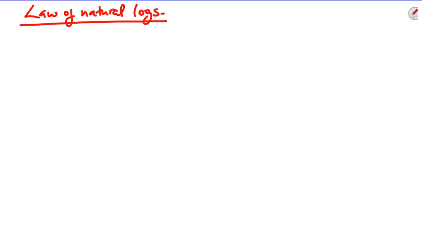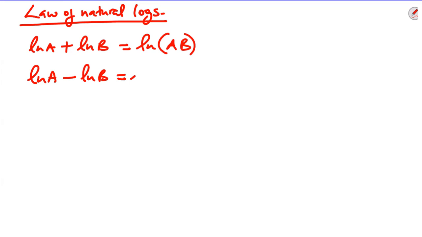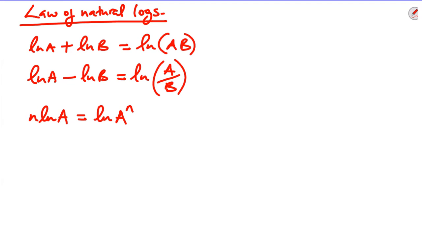I'm now going to look at laws of natural logarithms. These are similar to laws of logarithms. So if I have ln a plus ln b is equal to ln of a multiplied by b, ln a minus ln b is equal to ln of a over b. And then here's the power rule. n ln a is equal to ln a to the power n. So I now want to look at how to apply these rules to simplify expressions.